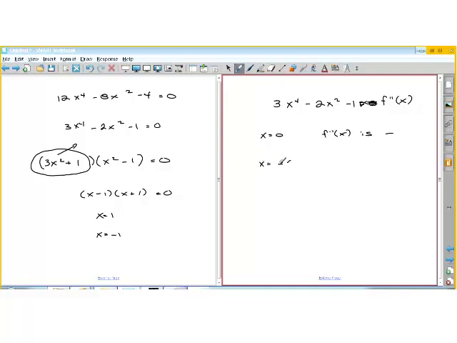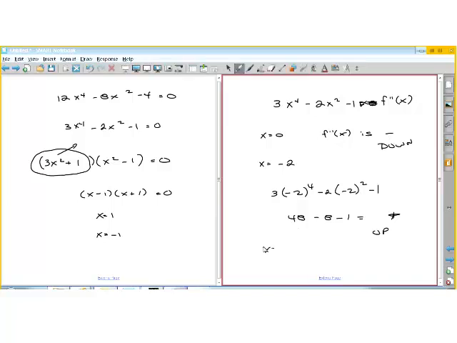And if you put x equals negative 2 in, you'll get 3 times negative 2 to the 4th minus 2 times negative 2 squared minus 1. Negative 2 to the 4th is 16. 16 times 3 is 48. 2 squared is 4. 4 times negative 2 is negative 8, minus 1. See, that's going to be positive. So in the interval less than negative 1, the second derivative is positive, which means it's concave up. Here it's concave down.